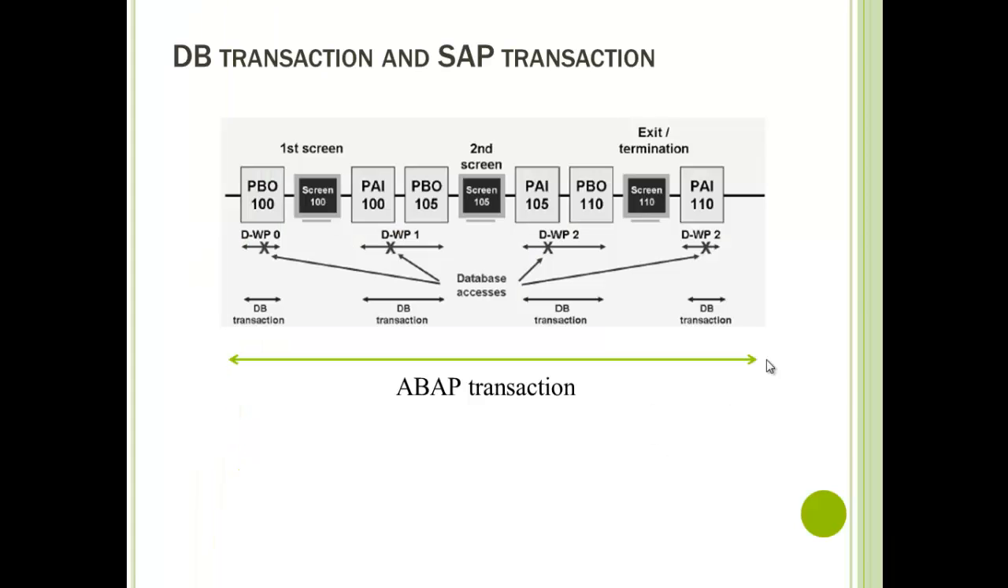So how does the database transaction happen? If you see, on every screen there are some PBOs and PAIs happening, and you will have some kind of updates happening in the system. So those updates are in between one database transaction and another, which will have an update. The update happens in the database in the form of a commit statement.